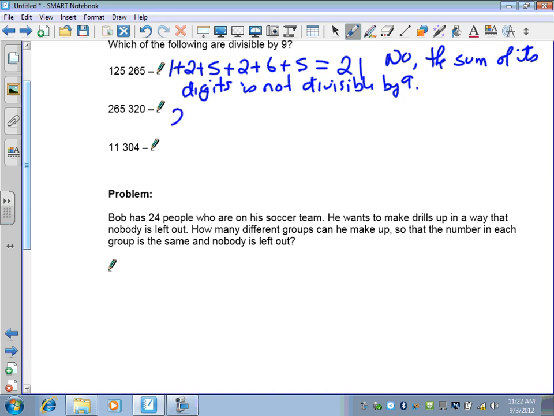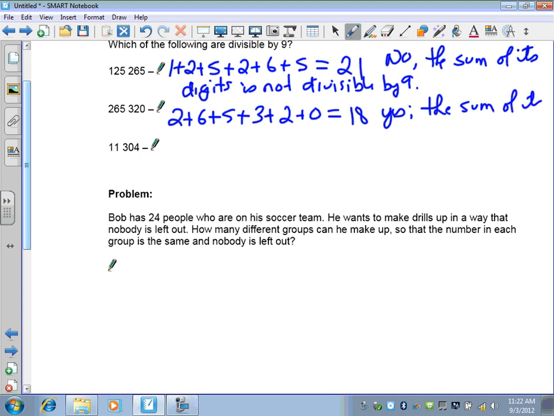265,320. So let's add them up. 2 plus 6 plus 5 plus 3 plus 2 plus 0. You can add those up. You're going to find the sum is 18. So this is yes. Why? The sum of its digits is divisible by 9.